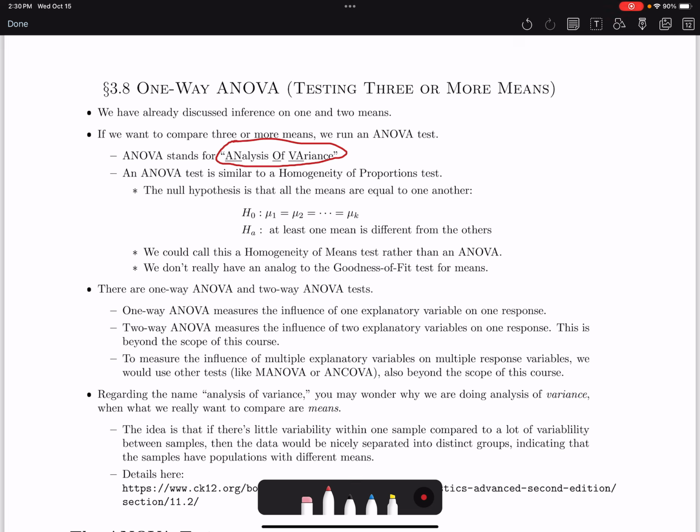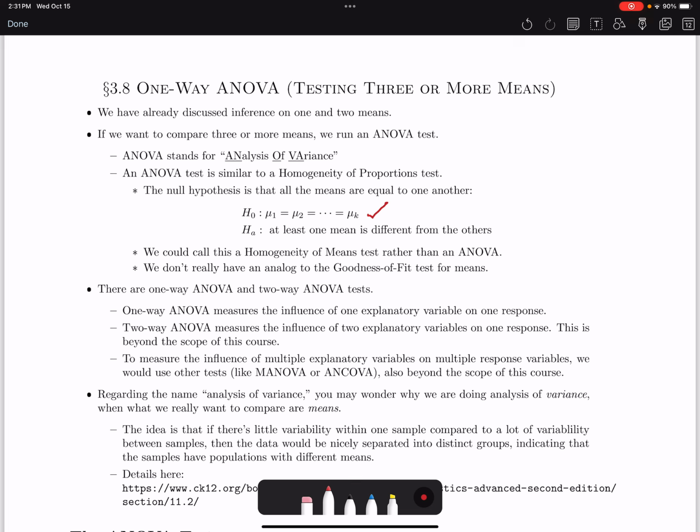And it's kind of an interesting name for a test when we're comparing means. We'll talk about that in a second. But the ANOVA test is similar to a homogeneity of proportions test, which we just learned about in 3.7. It's similar because the null hypothesis for the ANOVA is that all of the means are equal to one another.